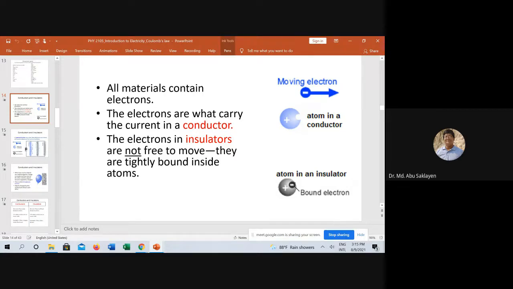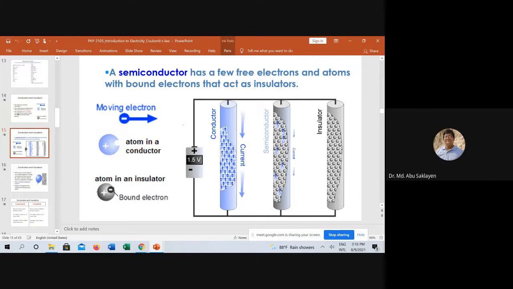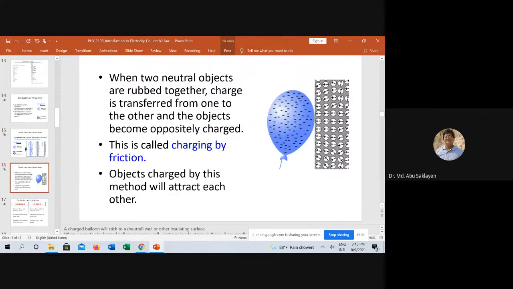In between them, there is the semiconductor. Usually it is an insulator, but sometimes it behaves like a conductor. This is known as semiconductor. Very few electrons move from one place to another place in the object, but in certain conditions you can use it as a conductor or more than a conductor, like a semiconductor diode.